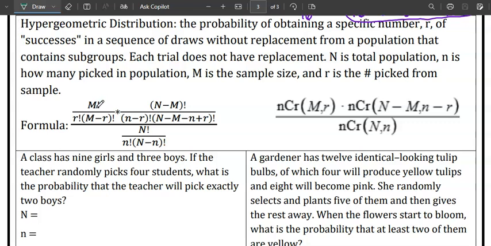The formula is M factorial over r factorial times M minus r factorial, times capital N minus capital M factorial over lowercase n minus r factorial, times capital N minus M minus lowercase n plus r factorial, all over capital N factorial over lowercase n factorial times capital N minus lowercase n factorial.